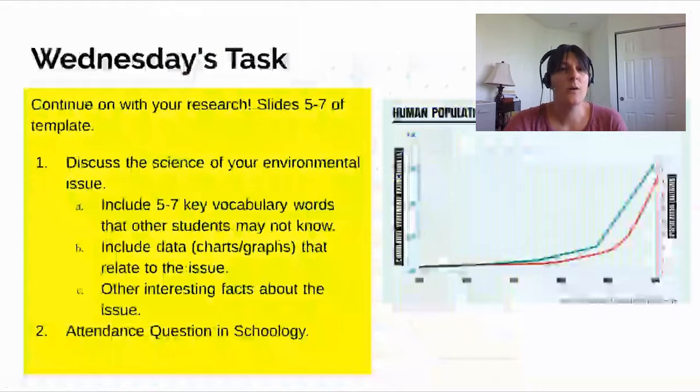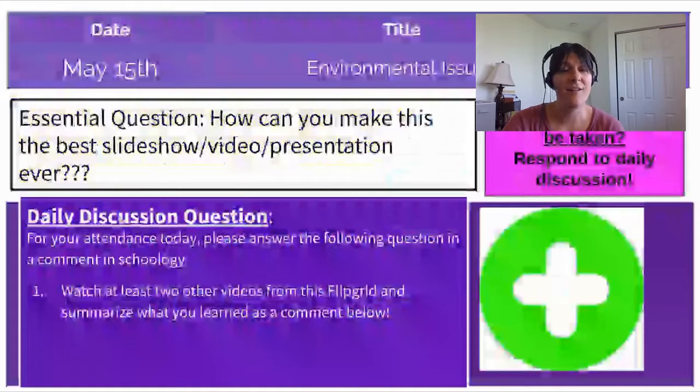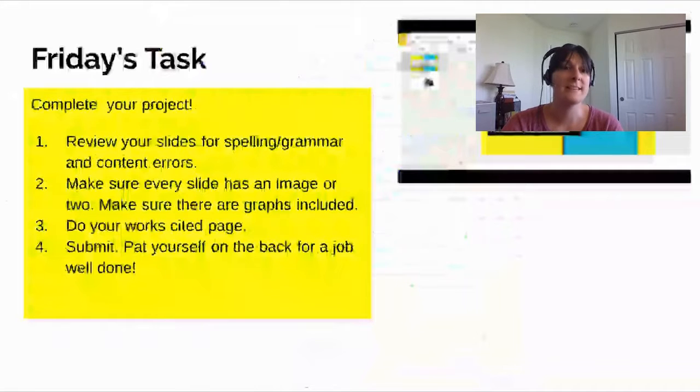On Wednesday, you are going to complete slides 5 through 7 if you're using the template, which is key vocab, data, and other interesting facts. Then you're also going to add to the attendance question in Schoology. On Thursday, you're going to do slide 8 of the template, and you are going to add to the daily discussion and create that Flipgrid slide. And then finally, on Friday, you're going to be sure that your project is completely done. You are going to submit your project, and then you're also going to look at 2 other videos from the Flipgrid just so you can learn from what other people have done.